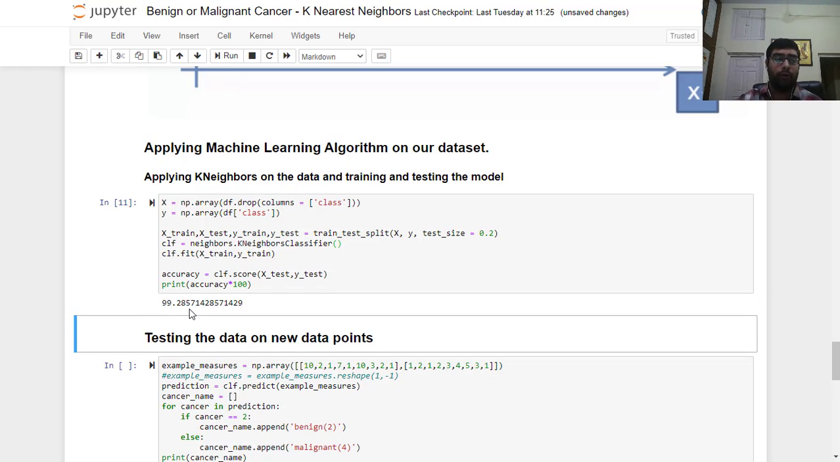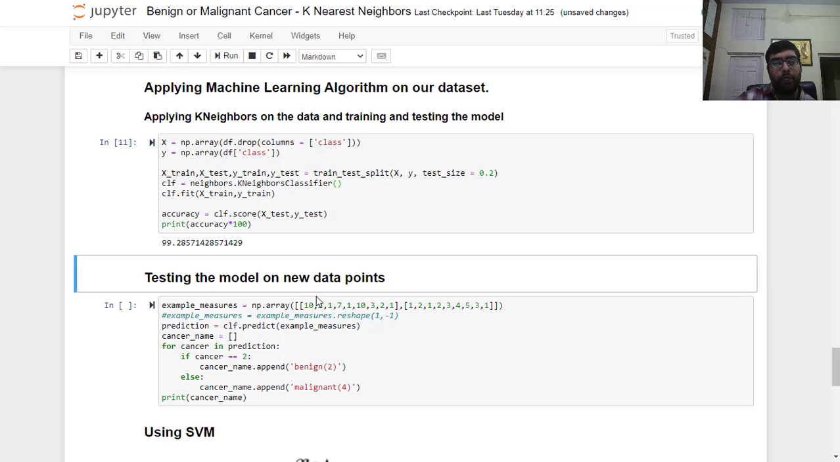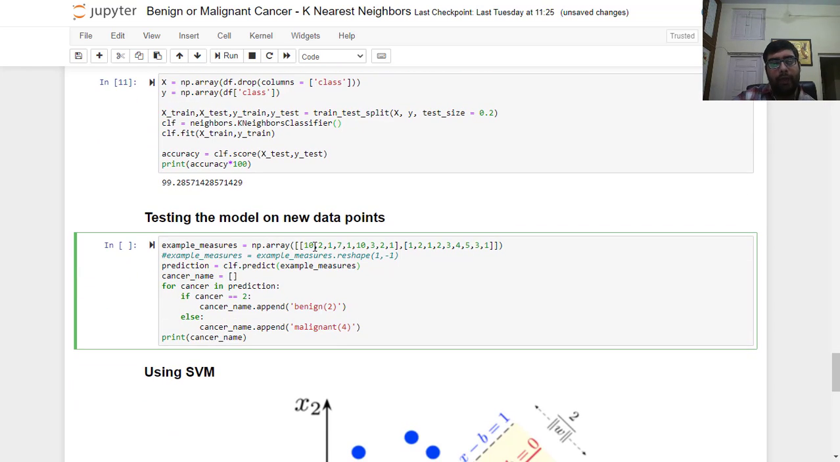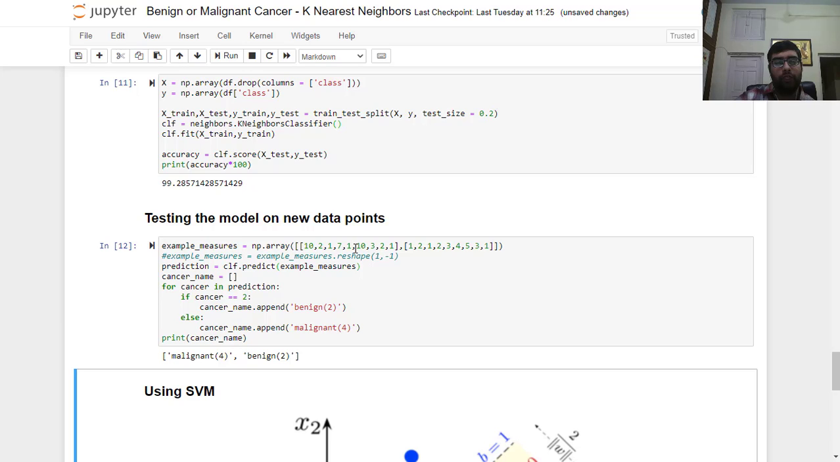We have an accuracy of around 99%, which is really good for our data. Now let's test the model on new data points. I have taken two samples: one with the higher side of our features, and one with the lower parameters. Let's predict. We can see that for the higher side, it has predicted malignant cancer, and for the lower side, it has predicted benign cancer. So our algorithm is working fine.